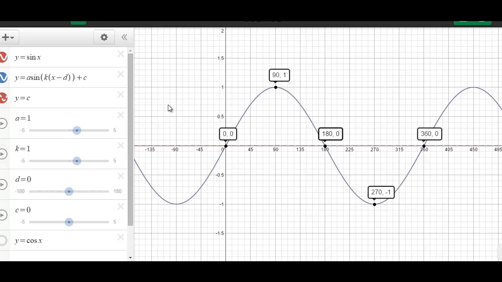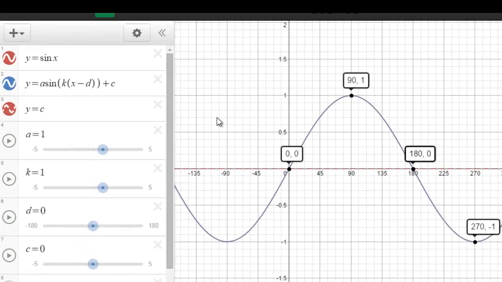Just like other functions we've seen so far in this unit, whether it be quadratic functions, exponential functions, or any other types of functions, they can be transformed. We can reflect them, we can stretch them or compress them, and we can translate them up, down, left, and right. Sinusoidal functions work the same way.